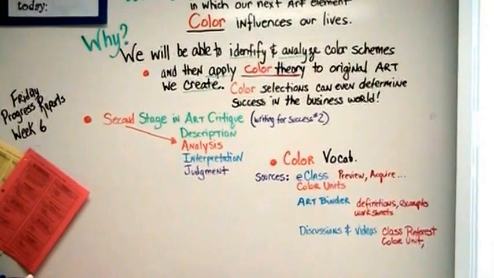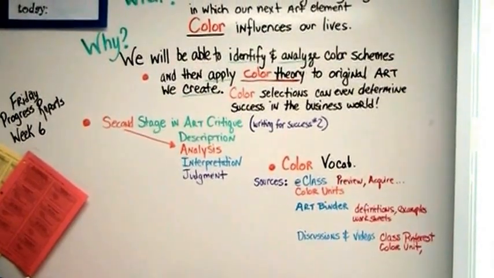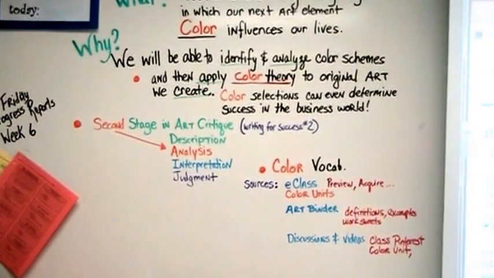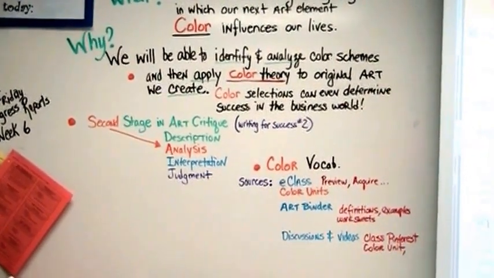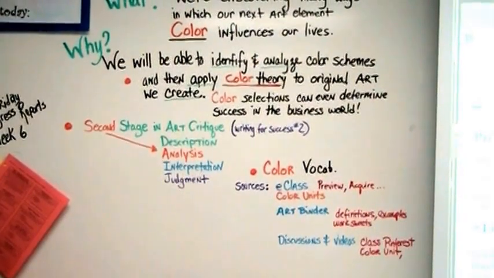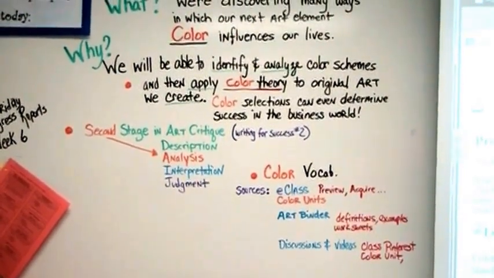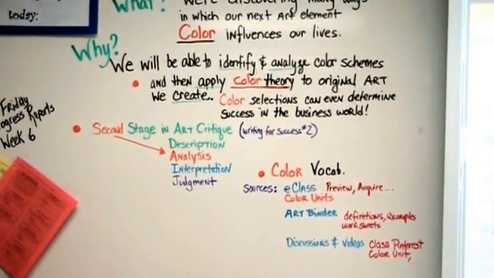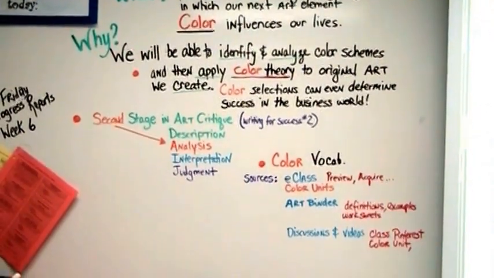So that we'll be able to identify and analyze color schemes and then apply that color theory to original art that we create. Another word for scheme is a color group, but let's refer to it as a color scheme. For example, a primary color scheme would involve 3 colors: red, yellow, and blue. It's a grouping of colors, okay?